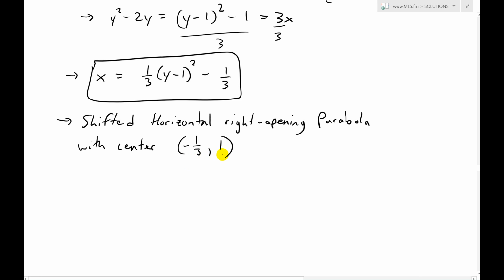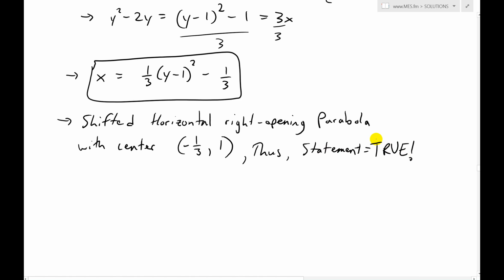Yeah, so that is what we have there. So thus, the statement is true. But anyways, yeah, the statement is true.